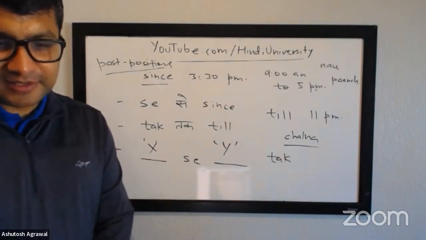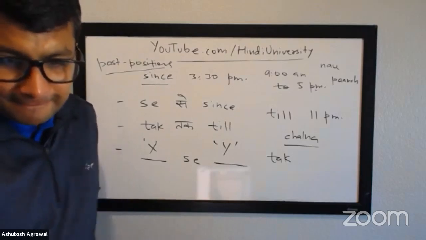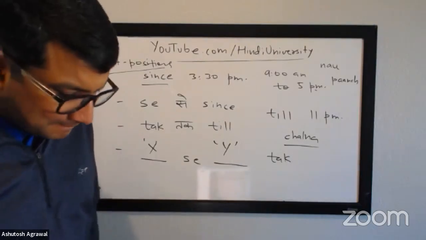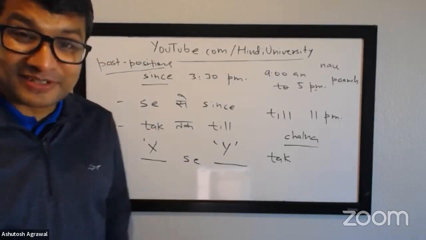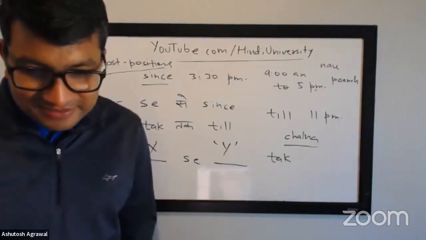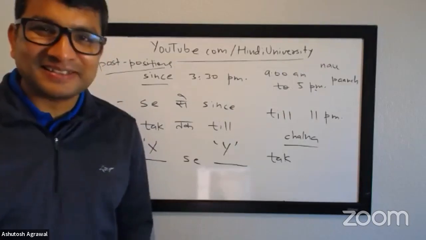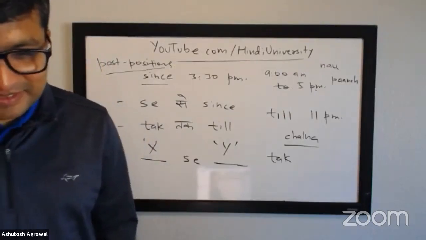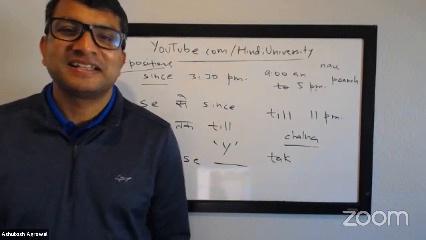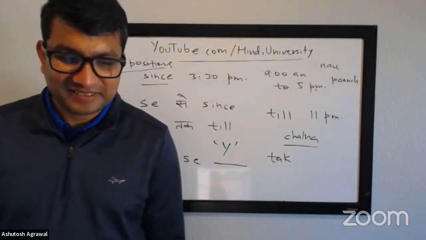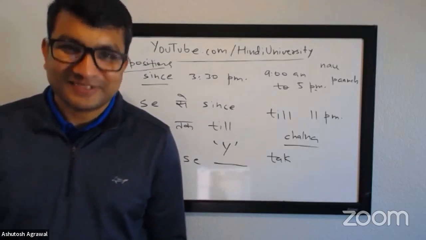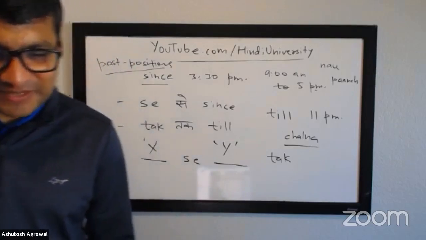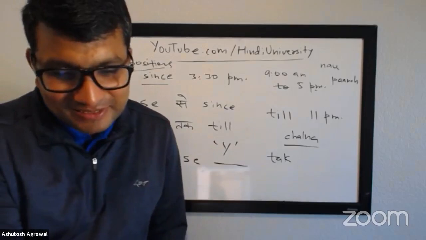Yeah, can I try? Yes, please. Main 5 baje se 6 baje tak gym jata hoon. Very good, very good. Awesome. Anyone else? I'll try one. Main 10 baje se 11 baje tak kapre dhoti hoon. Okay, very good. Amazing. Anyone else? So this is good, right?